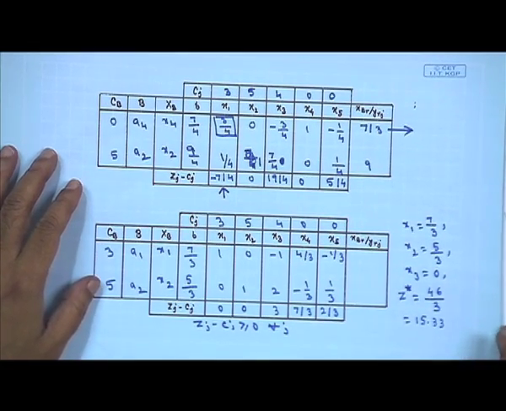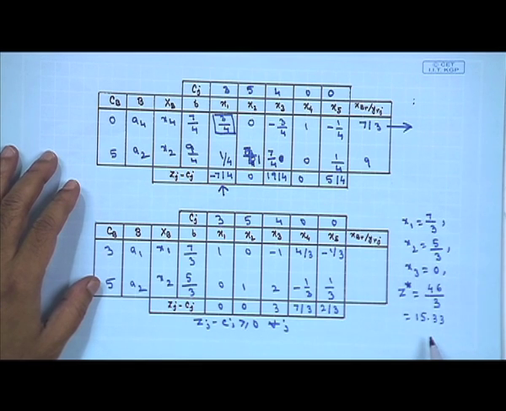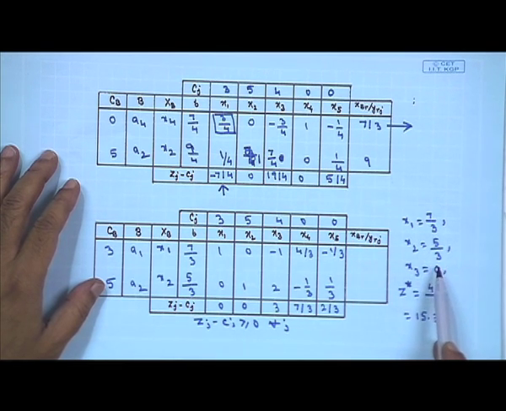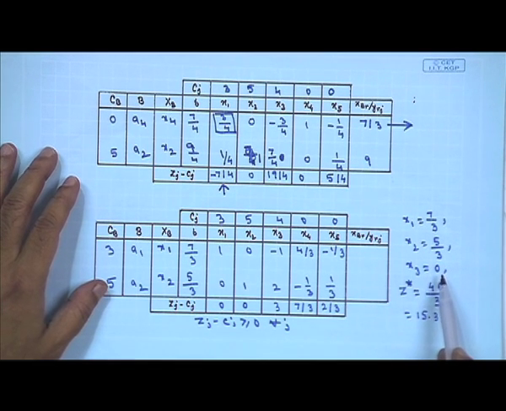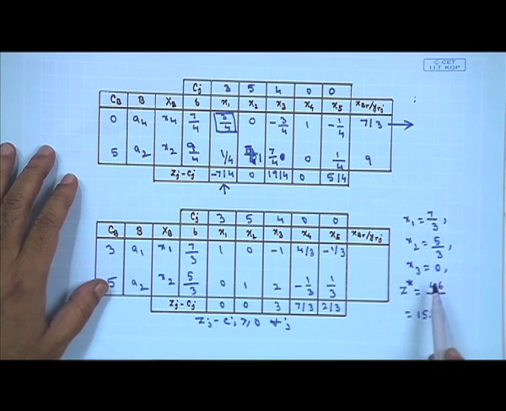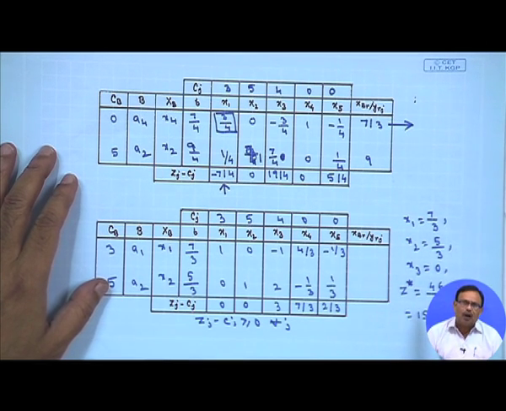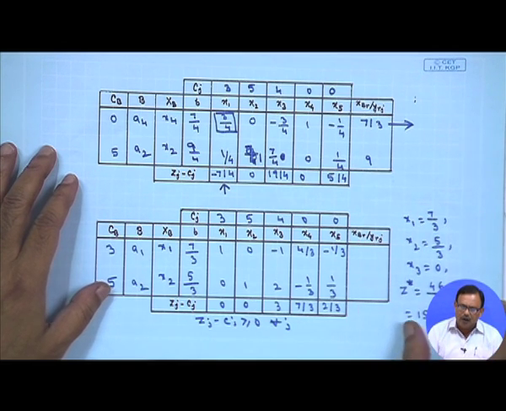15.33. So, one can say that to obtain the maximum profit of rupees 15.33, the product X has to be produced 7 by 3, a product Y should be produced 5 by 3 units, and no product should be produced for the product Z. So, please note that to obtain the maximum profit 15.33, one has to produce 7/3 unit of product capital X, 5/3 unit of product capital Y, and no unit should be produced for this one.